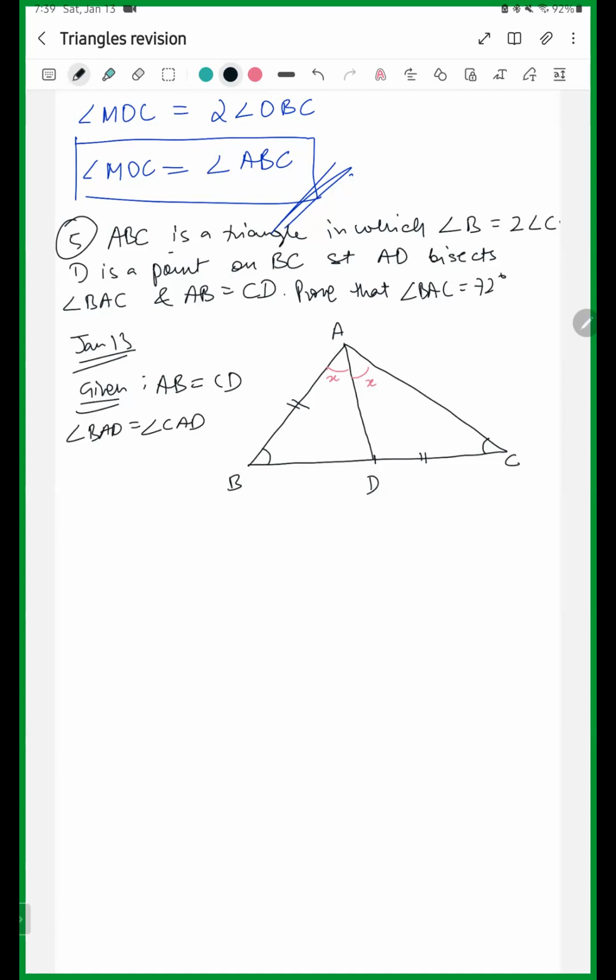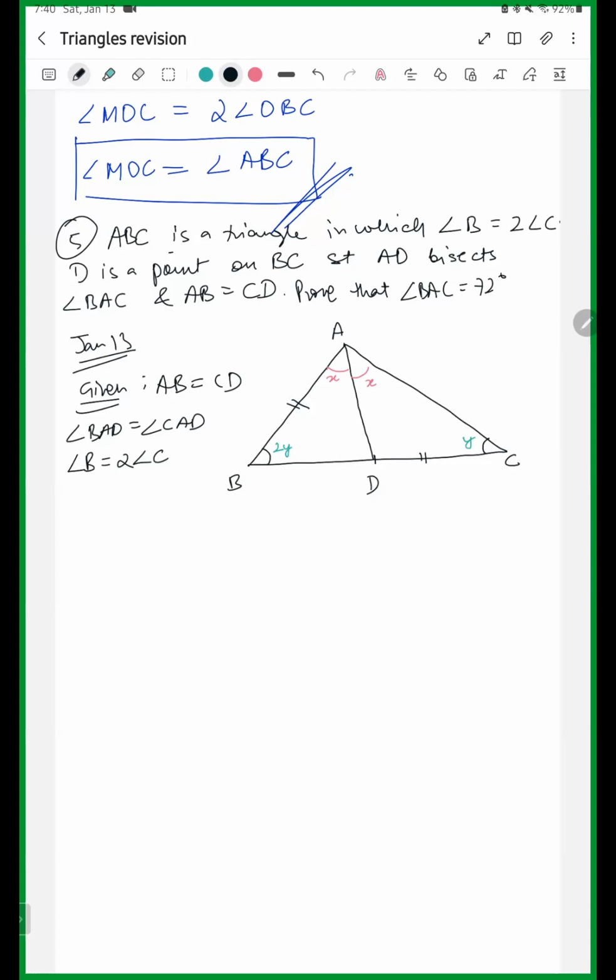Then, one more thing is given. Let's call this angle Y, and this is twice of Y. It's given in the question that angle B is equal to twice of angle C. That's all that is given.